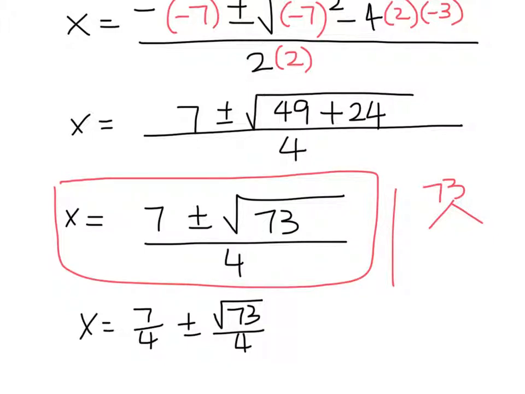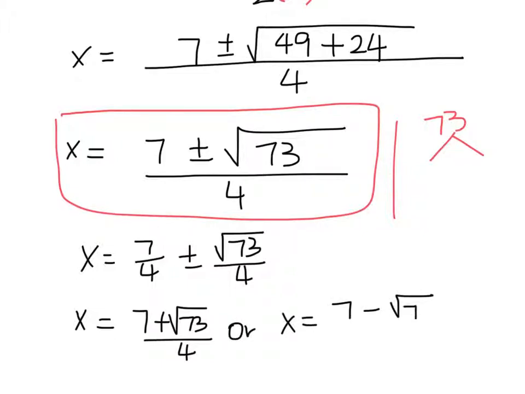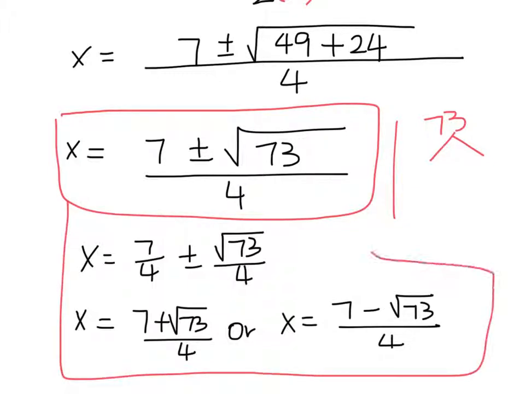Or it could also be x equals 7 plus the square root of 73 over 4, or x equals 7 minus the square root of 73, all over 4. I want to make sure that you identify all of this.